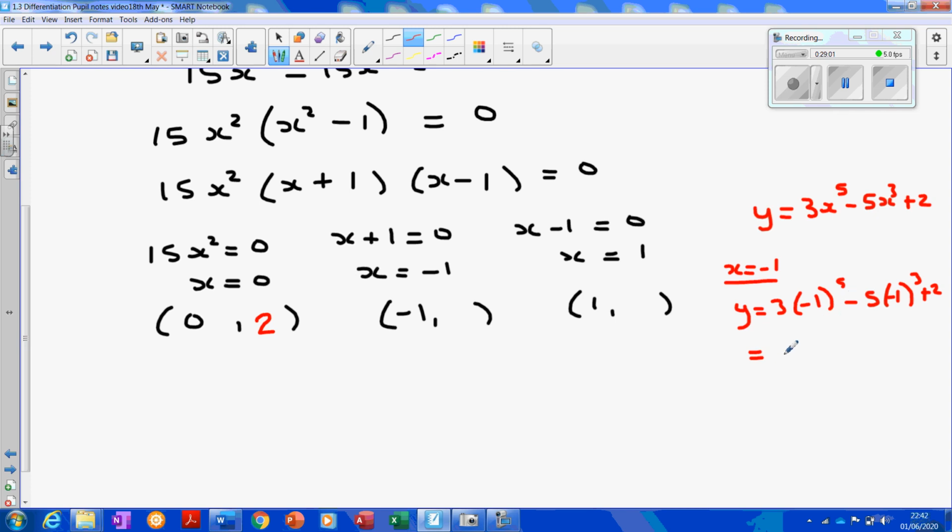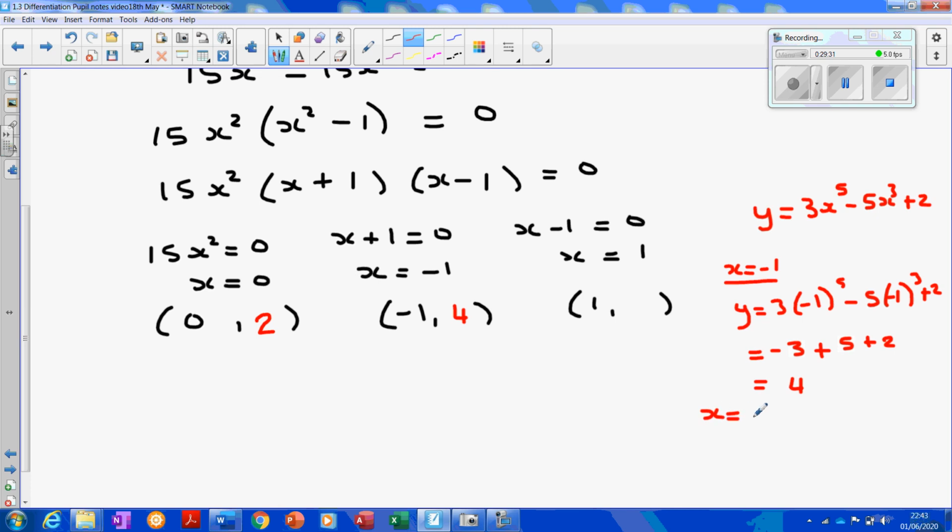So minus 1 to the power of 5 is minus 1. 3 times minus 1 is minus 3. Minus 1 to the power of 3 is also minus 1. Minus 1 times minus 5 is plus 5. And we've got a plus 2. Okay, so therefore we've got 5 plus 2 is 7. 7 take away 3 is 4. So I've got the stationary point here at minus 1, 4.